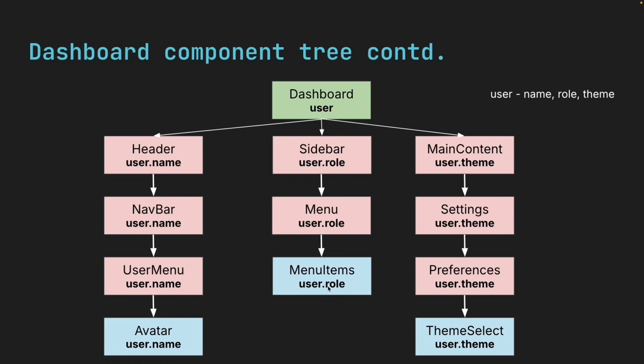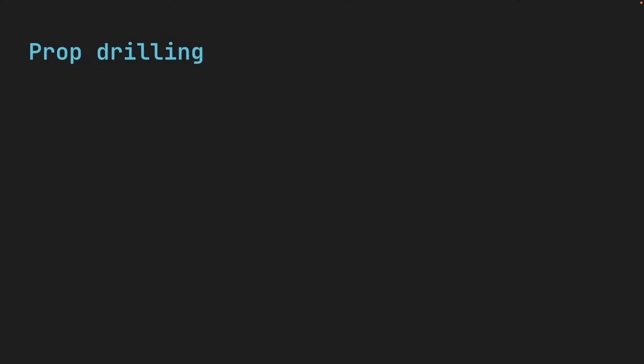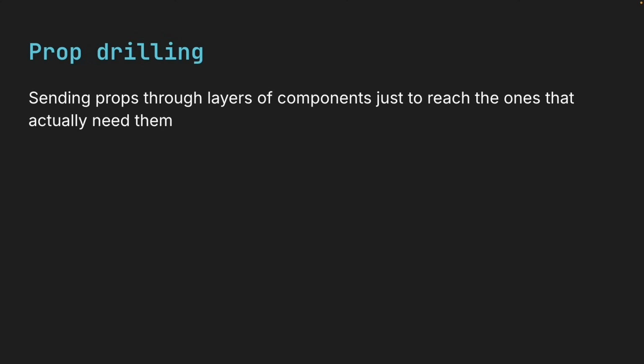Only a handful of these, namely avatar, menu items, and theme selector, ever use the user data. Every other component is just passing props through. When you step back and look at the full component tree, you'll see that things are messy. Out of 12 components, 8 of them are getting a user prop they don't even use. They're simply the path that the data needs to travel through. This is called prop drilling: sending props through layers of components just to reach the ones that actually need them.